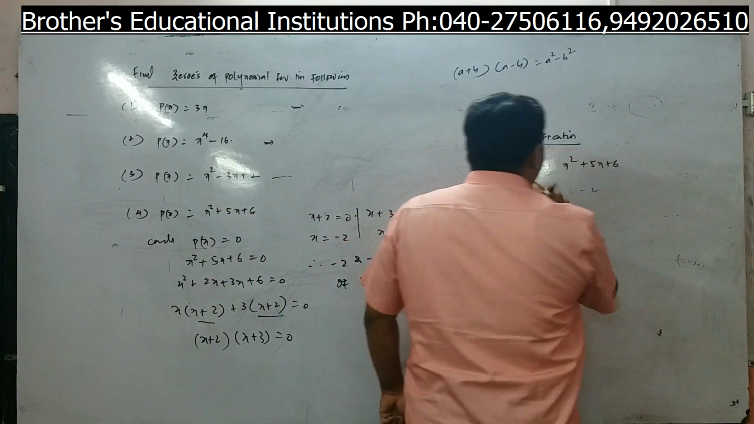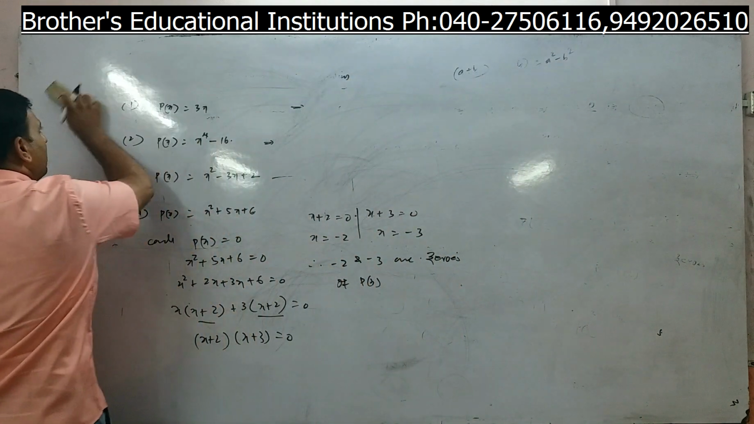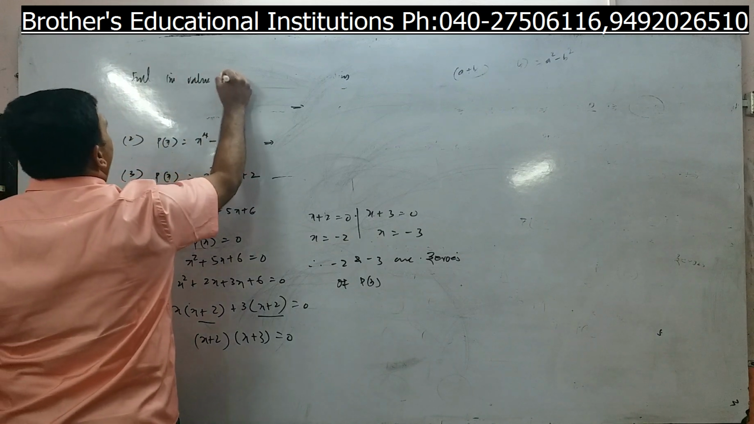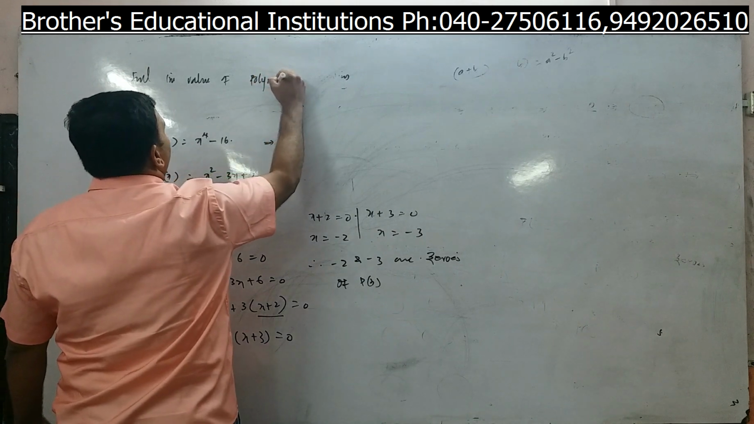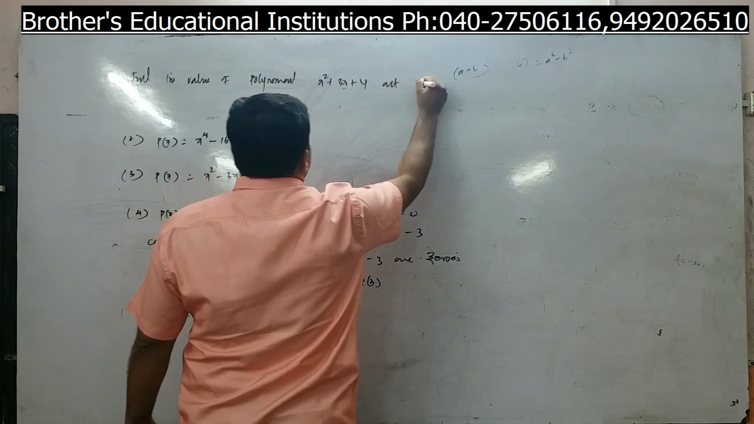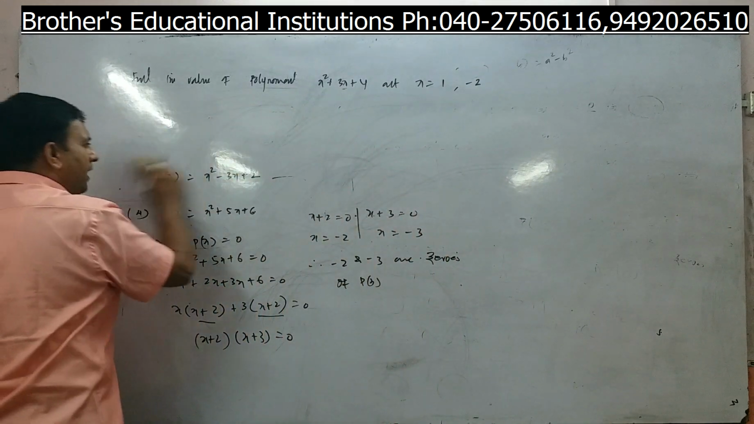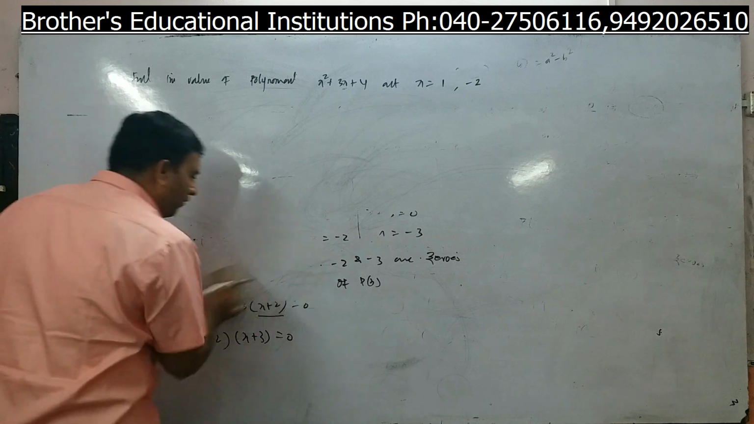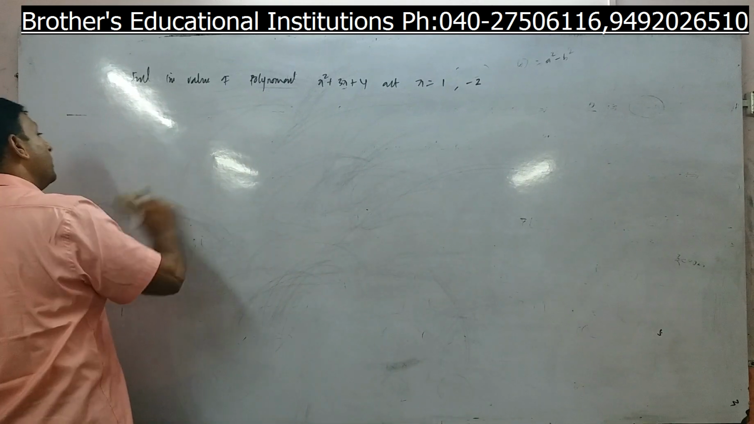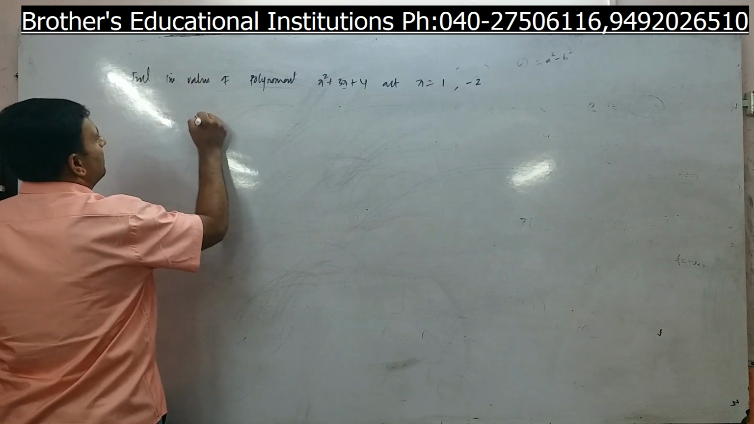Alright. Now, we will try to take one more example to find out the value of a polynomial, right? Find the value of polynomial x square plus 3x plus 4 at x is equal to 1, comma, minus 2, right? So, we will try to find out the value of a polynomial. How do you find the value? 0 of a polynomial is different. 0 of a polynomial refers to the value of x. Value of a polynomial refers to the value of the polynomial when you substitute a value of x.